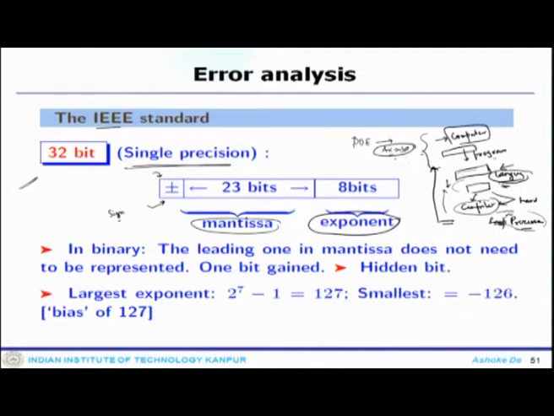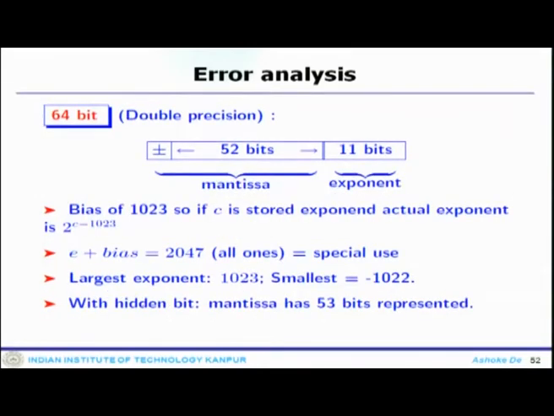So, let us come back to single precision. 1 bit is assigned for the sign of that digit, 23 bits allocated for the mantissa, 8 bits allocated for the exponent. This is in binary, and the leading one in the mantissa does not need to be represented, so 1 bit is gained. That is a hidden bit. So, the largest exponent could be 2 to the power 7 minus 1, that is 127, and the smallest one is minus 126. So, this is the bias.